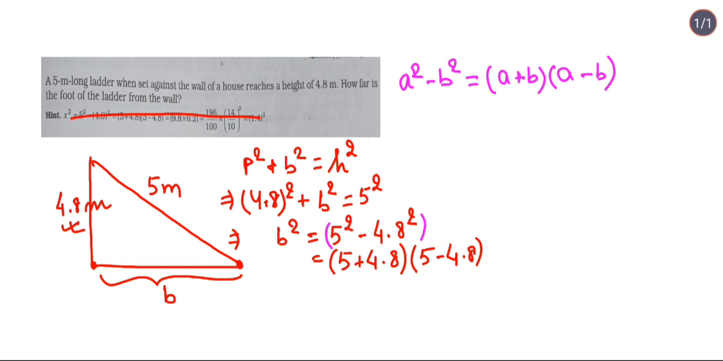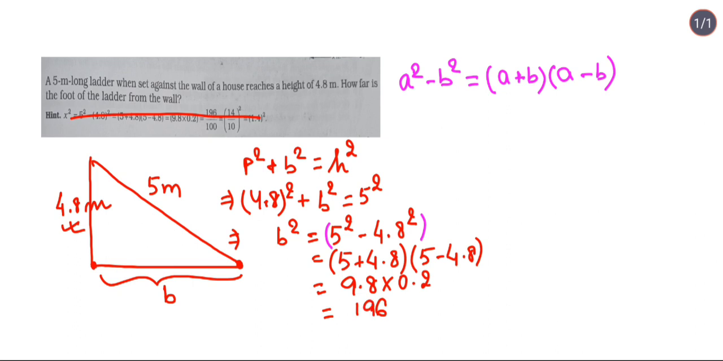Here, obviously, the square of 5 and 4.8 is easy to find, but if we have a 2-digit number, 3-digit number, or 4-digit number, that will be a lengthy process to solve. So this is one of the easiest ways. So here, this will be equal to 9.8 multiplied by 0.2. Now, when we calculate it, it is somewhere around 6 carried 1, 19.